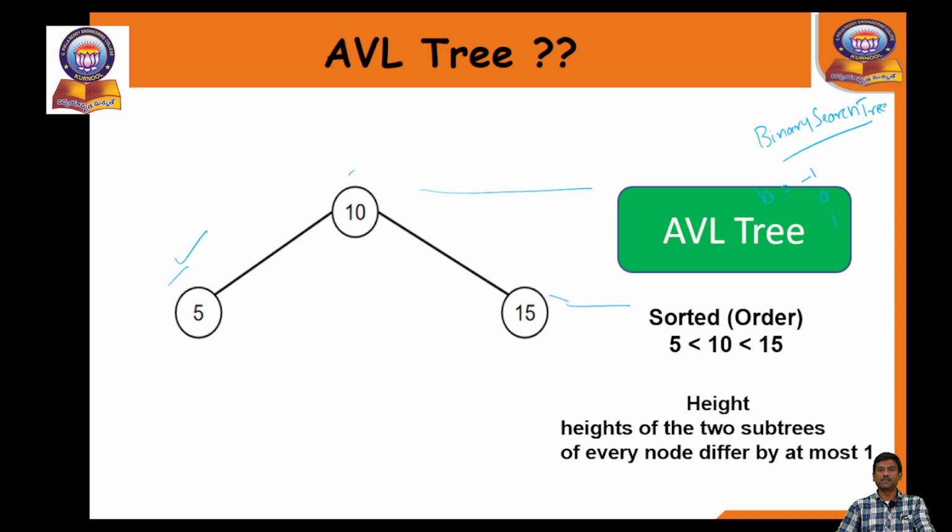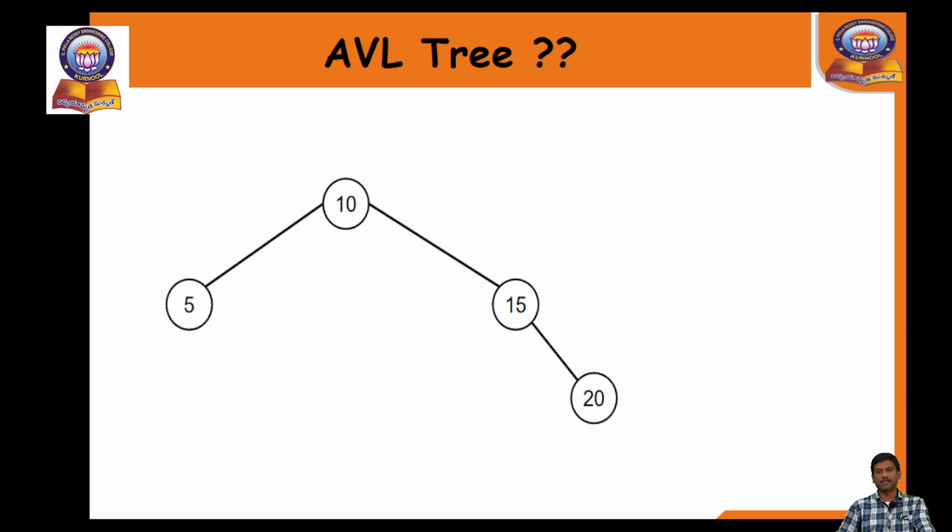And how a tree is not considered an AVL tree will be explained with an example. Here you can observe the binary search tree property. 5 is kept as the left child, that is satisfied. If you consider 15, it is greater than the root, that is also satisfied. 20 is greater than 15 as well as 10, so the binary search tree property is satisfied. And when you consider the height, it should be either 1 level below or 1 level above.